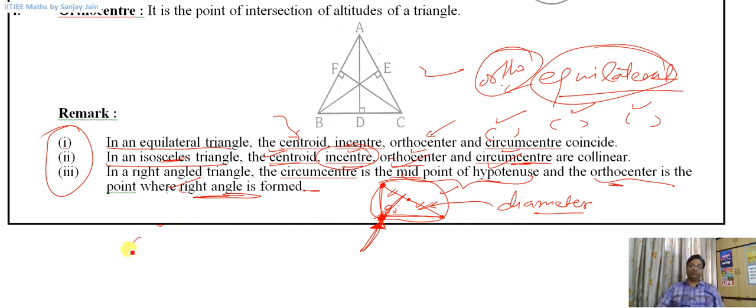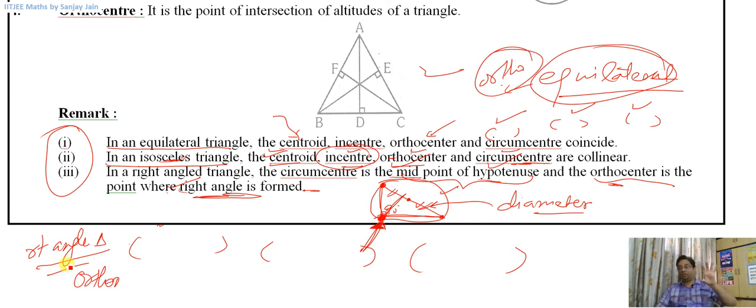So if you are given three vertices and you are supposed to find the orthocenter, and you are told that it is a right angled triangle, it is already given in the question that it is a right angle triangle, and you have to choose from the given options.